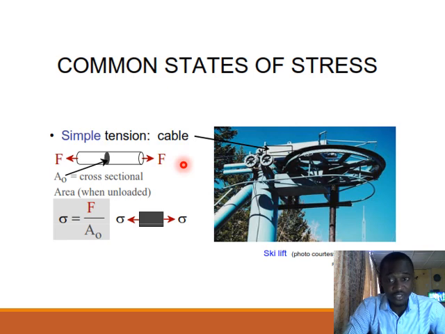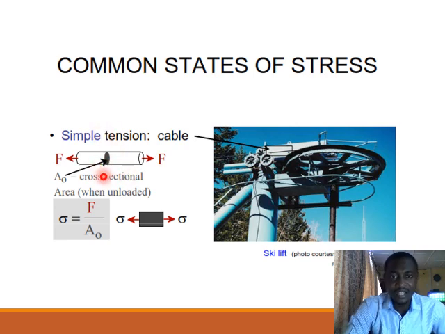So if it is within what the cable can take, then it will not fail. But if you impose a stress, there's a maximum stress that the cable can take. As long as you are imposing a stress that is less than that maximum stress, then you don't expect it to fail. Of course, there are other factors that can contribute to failure, but we are focusing now on the one that can result from mechanical loading.